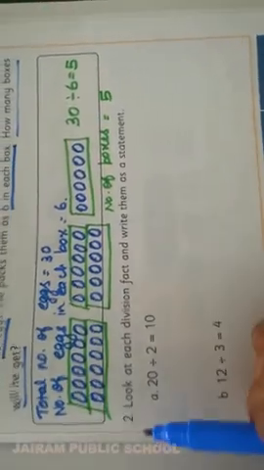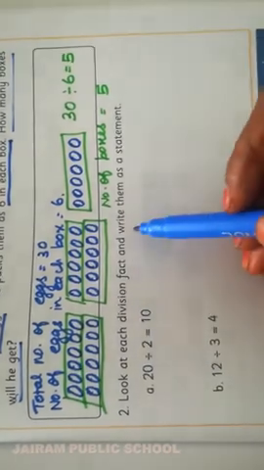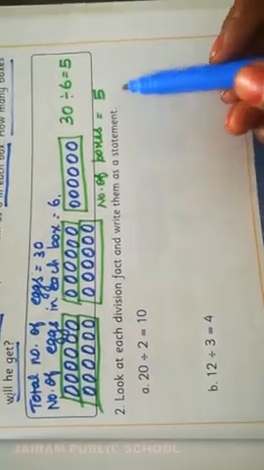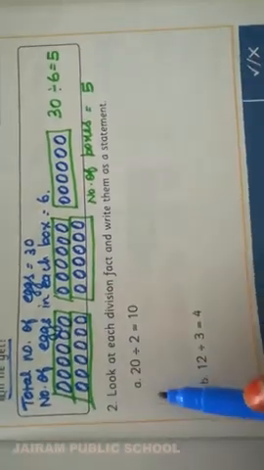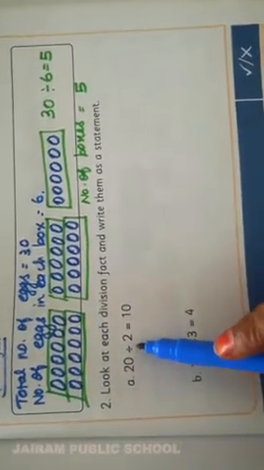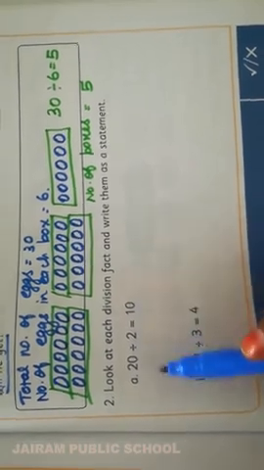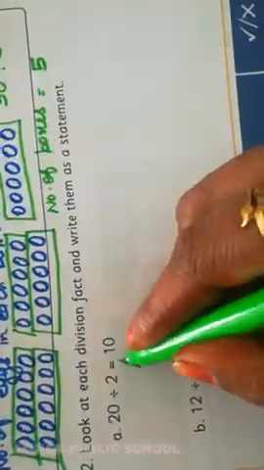Now, second one, look at each division fact and write them as a statement. We have to write them as a statement. Question number A, 20 divided by 2 equal to 10. We have to write the statement now.